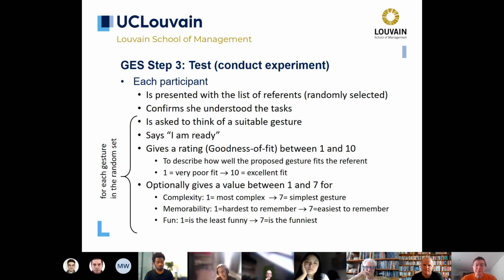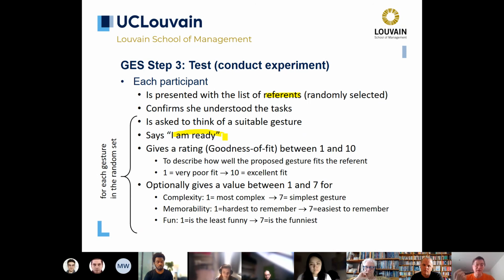Then during the experiment, each participant is presented one referent at a time, which is randomly selected. They may have some time to think about a gesture, which may need some time, and we tell the participant, okay, now you have time to think about what kind of gesture you would like for this referent. And when this person has found a gesture in her mind, she says, okay, I'm ready. Then the participant produces the gesture.